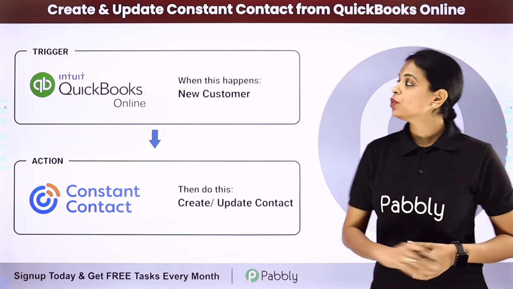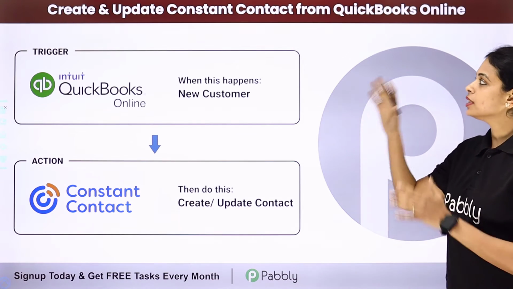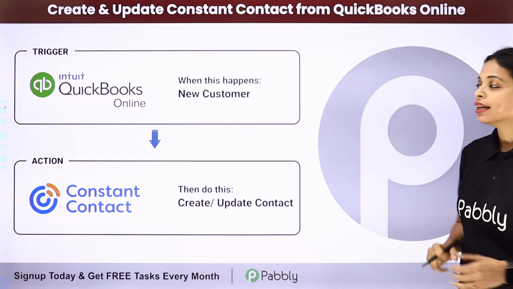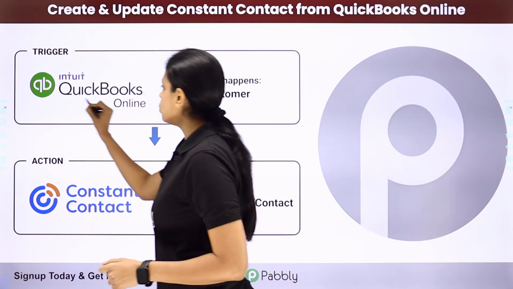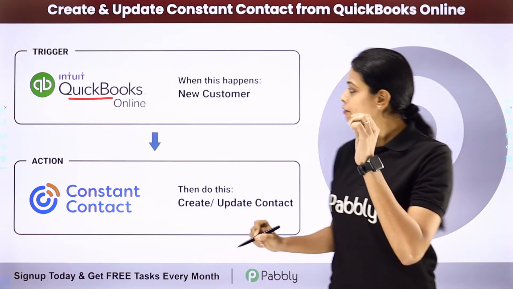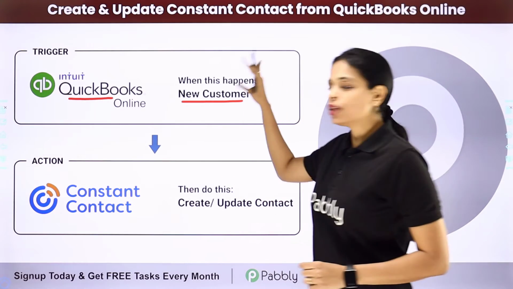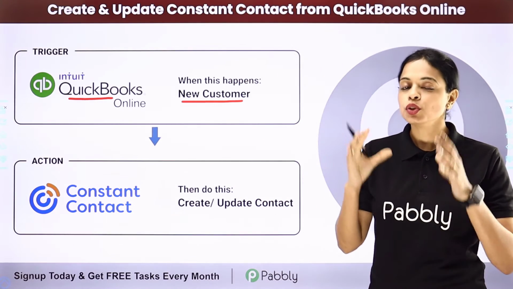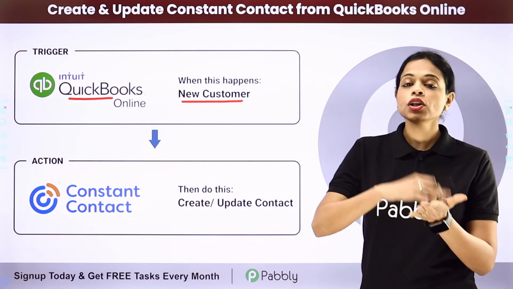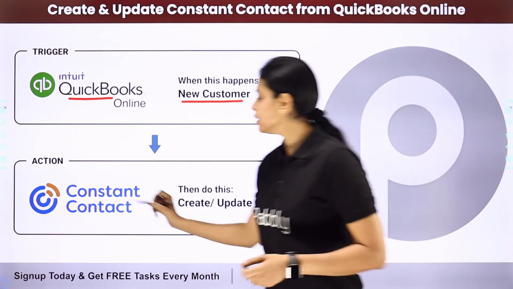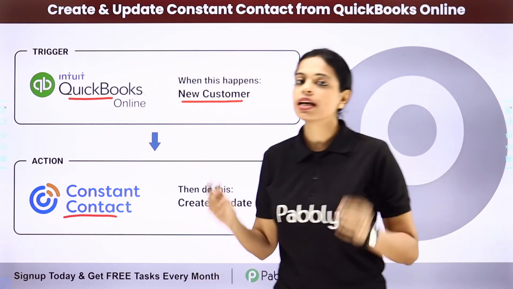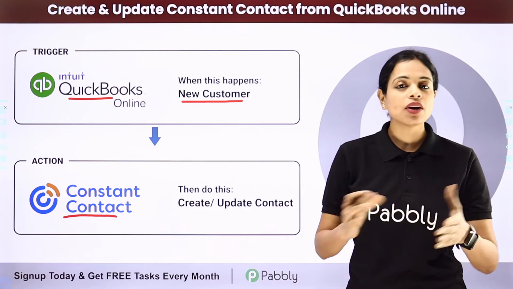In this video, we are going to see how to create and update Constant Contact from QuickBooks Online. So let's say that you are using QuickBooks as an accounting software where every time a new customer is created, you want the same customer to be created as a contact or updated as a contact in Constant Contact, which is an email marketing software. Now, how can that be done?